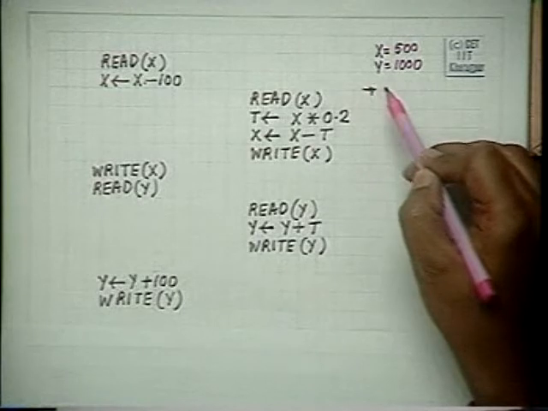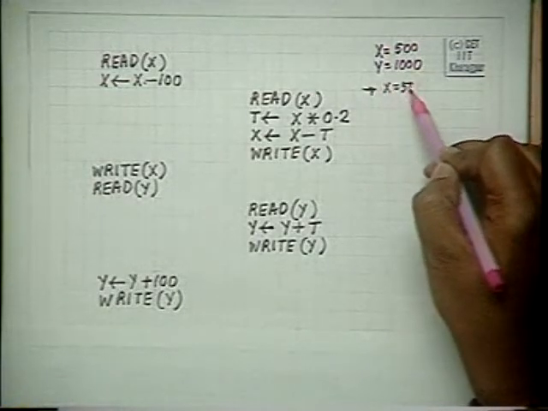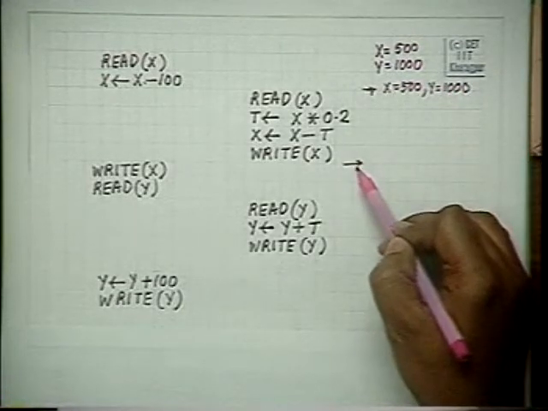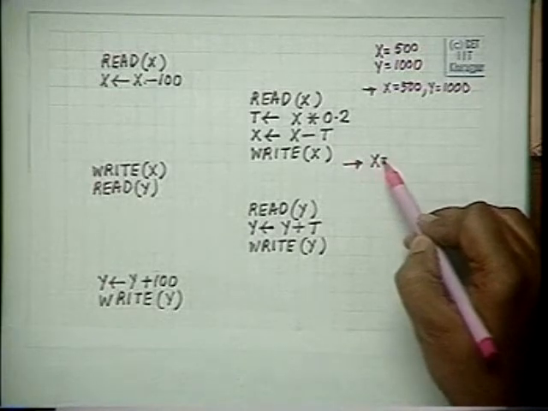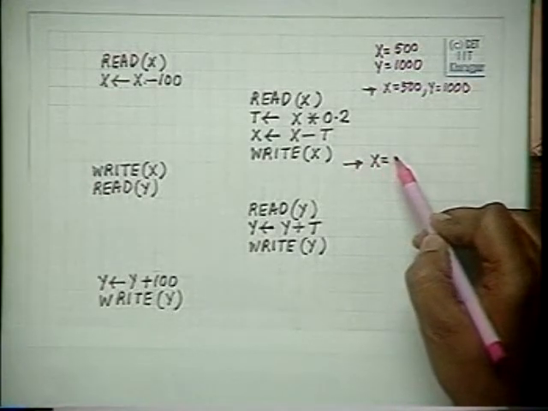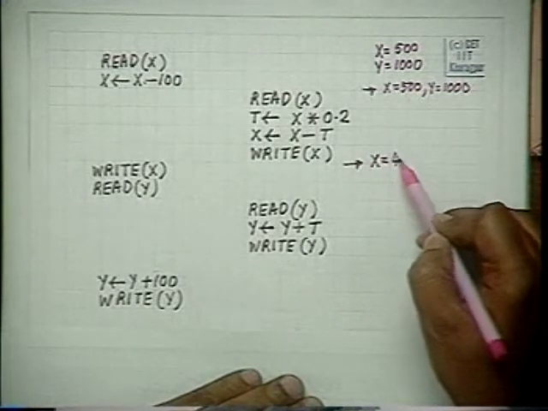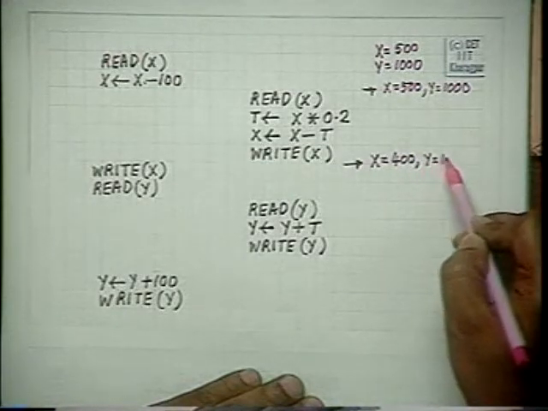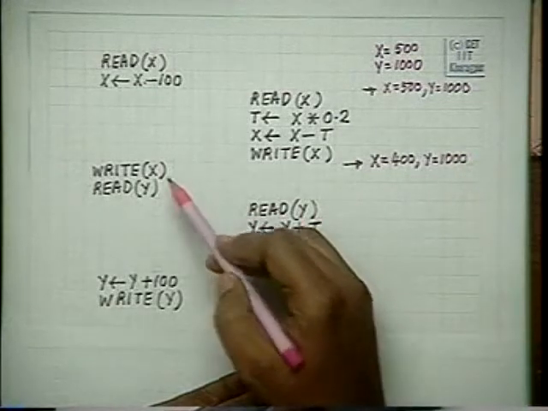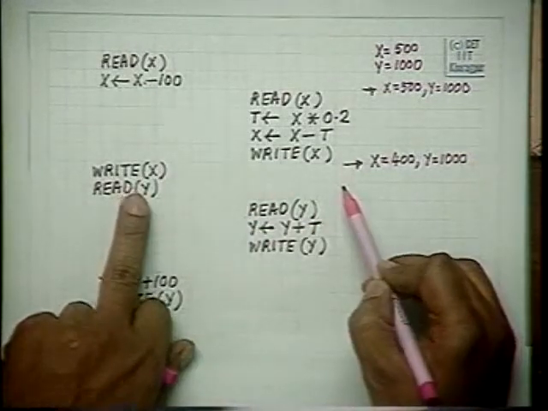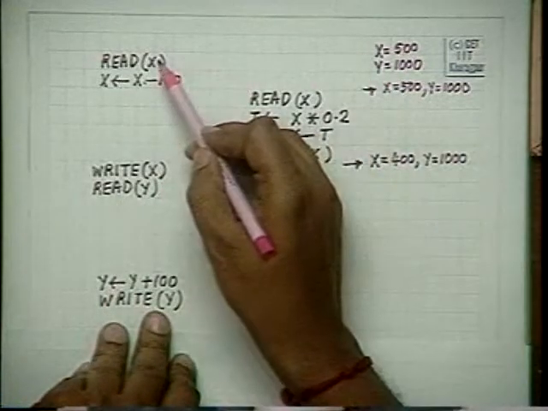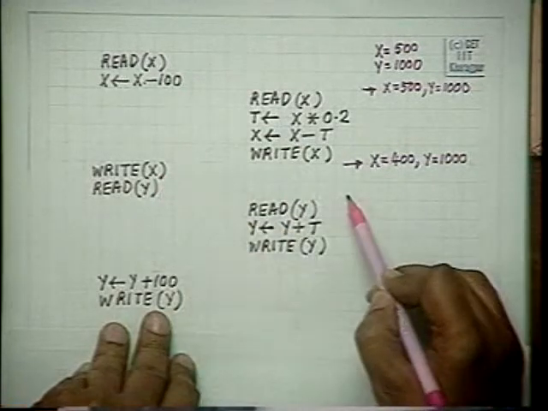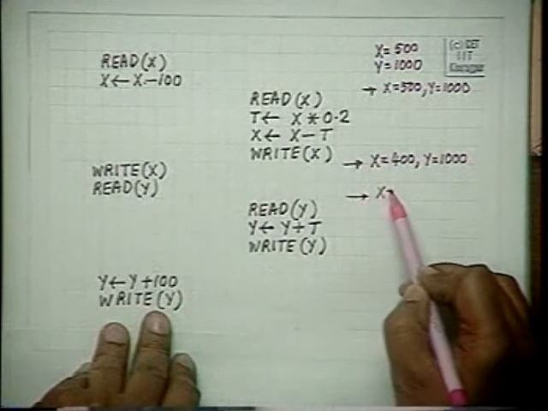So at this point, we still have x equal to 500 and y equal to 1000. At this point, we have x is equal to 20%, so the x becomes 400 and y is 1000. Now what value of x is written here? Here this is x comma small x. So when you write down x here, then you again write down 400.